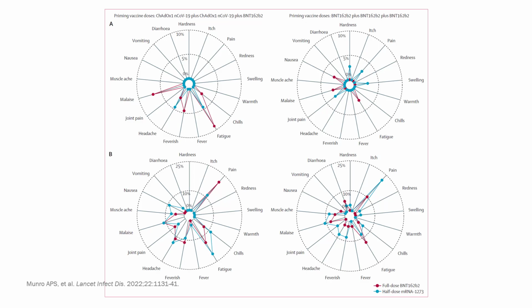Have you guys seen charts like this? How often do you see vaccine data shown this way? And this is in the Lancet, Lancet Infectious Disease. This is not a random journal. So they have chosen this type of chart.